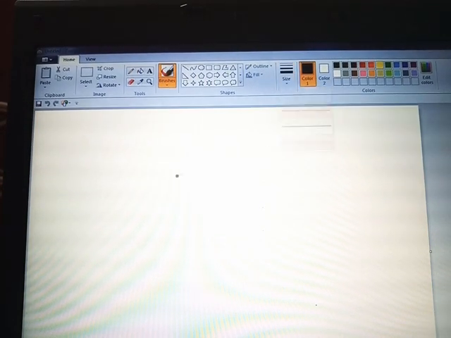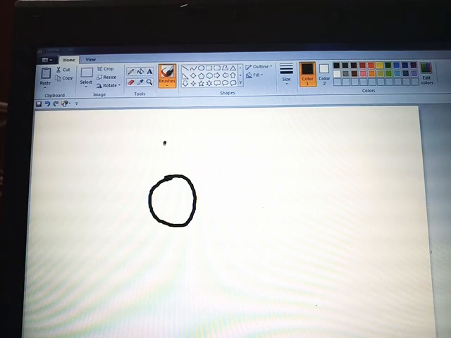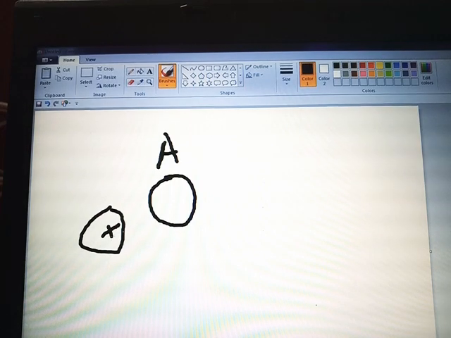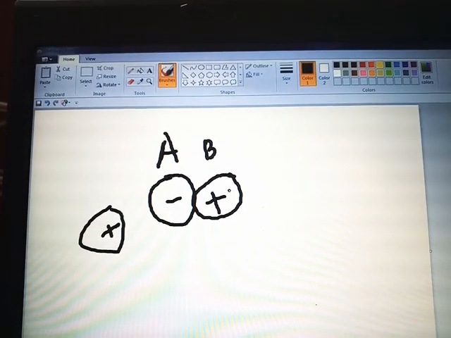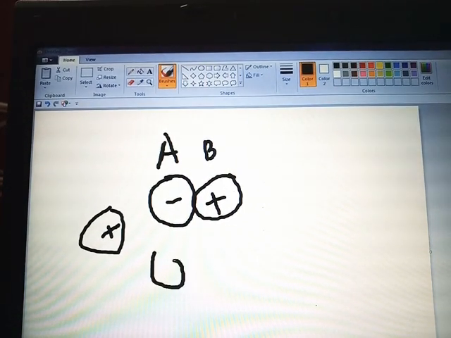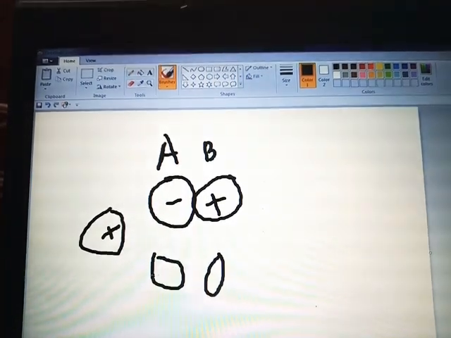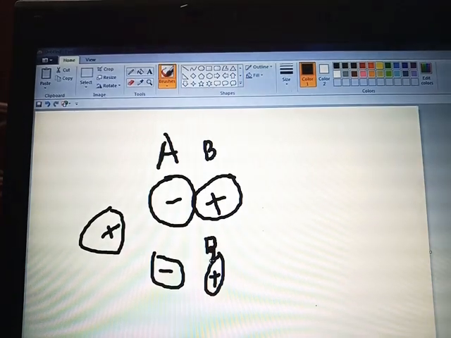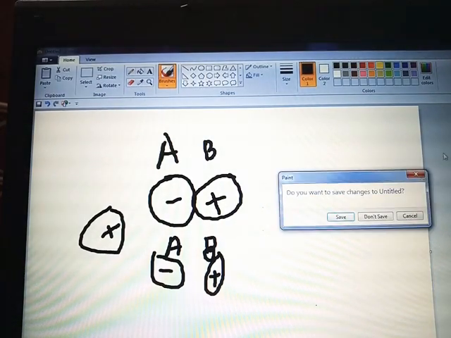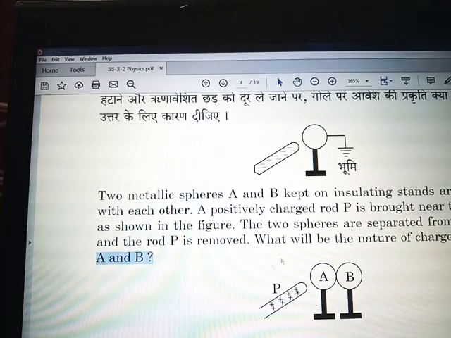Suppose this is sphere A, right? And when you bring a positive charge, induction will occur, and this side will become negative and this will become positive. So A and B will be negative and positive. Is it right? And after that, when you remove them, they are separated. So A will be negative and B will become positive. This is your B and this is your A. Very simple answer; from the board they always ask this. But always keep in mind how to give this answer. Thank you.